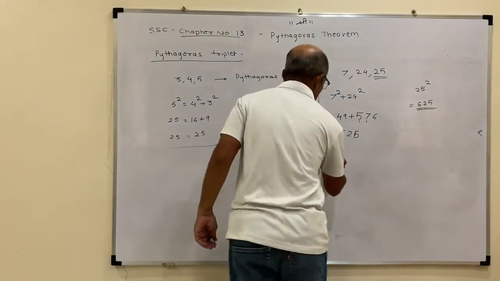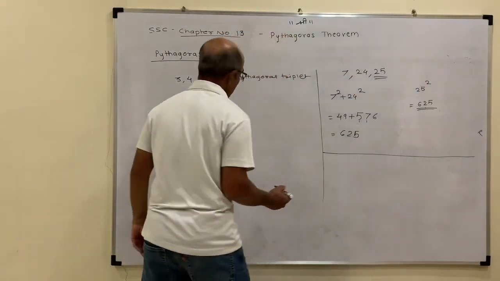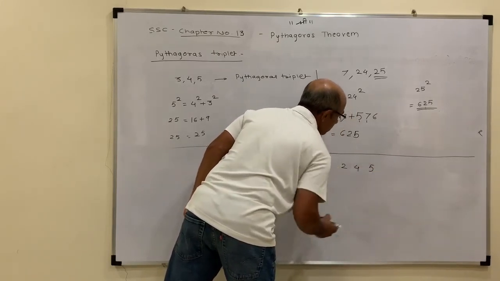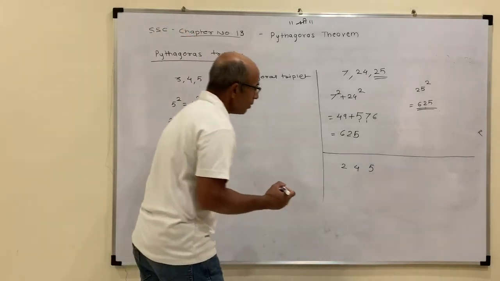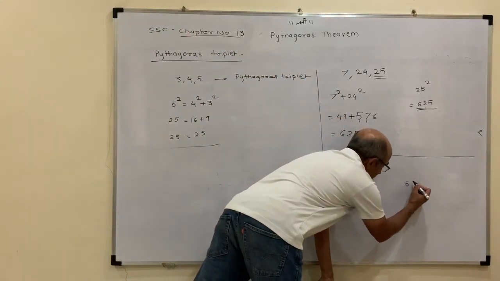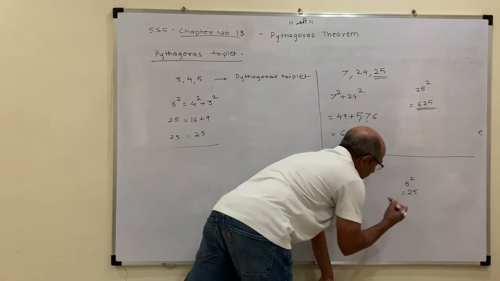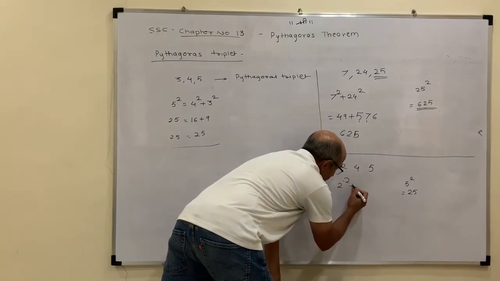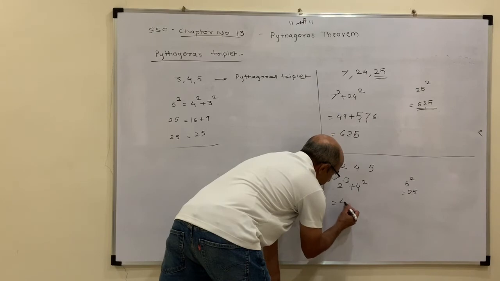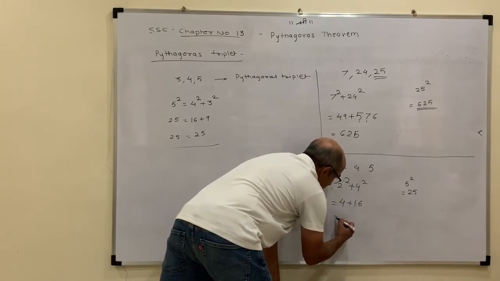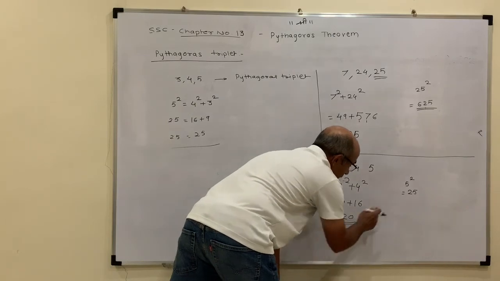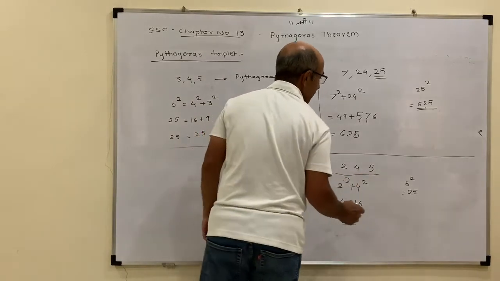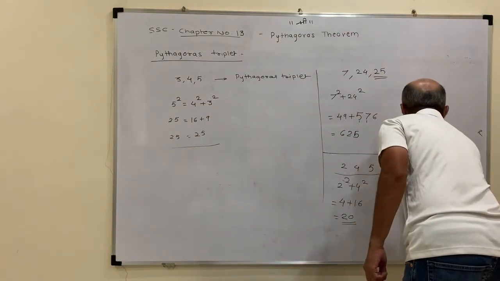But now let's test another one. Suppose I say 2, 4 and 5. Now the largest number is 5. So I will check the square of 5. It is 25. Now what do I need to find? 2 square plus 4 square. 2 square is 4. 4 square is 16. 16 plus 4 is 20. 20 is not equal to 5 square. So this 2, 4, 5 is not a Pythagoras triplet.